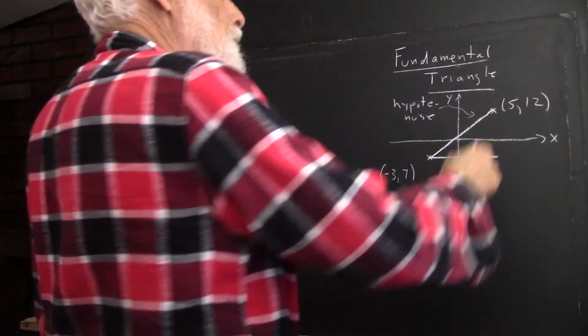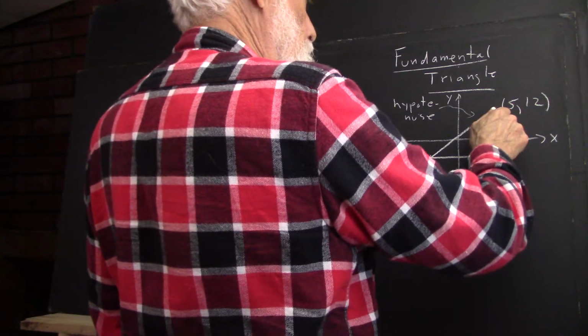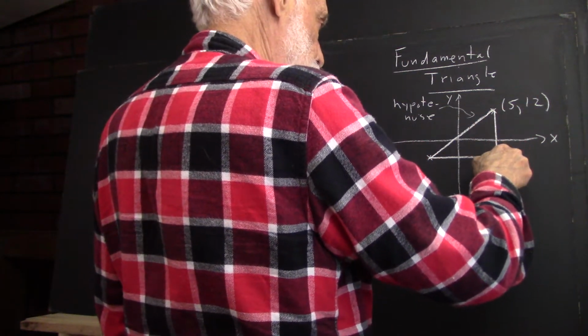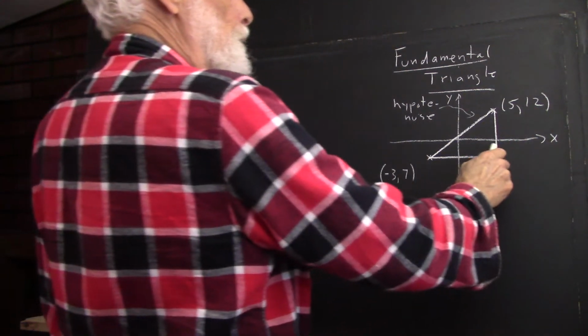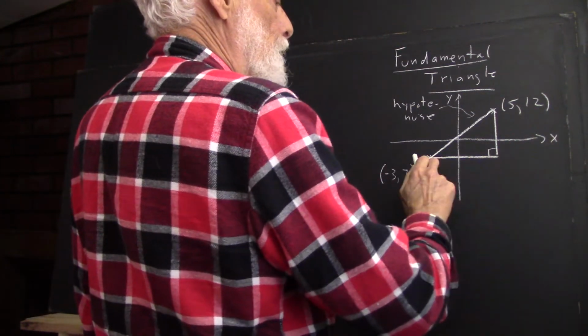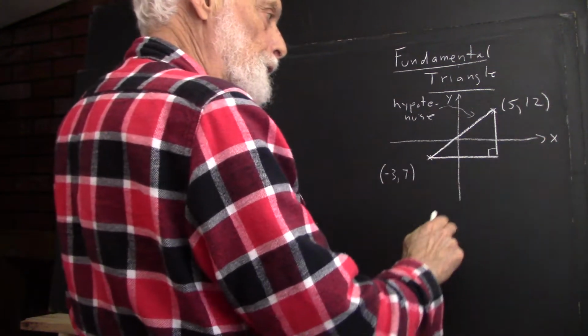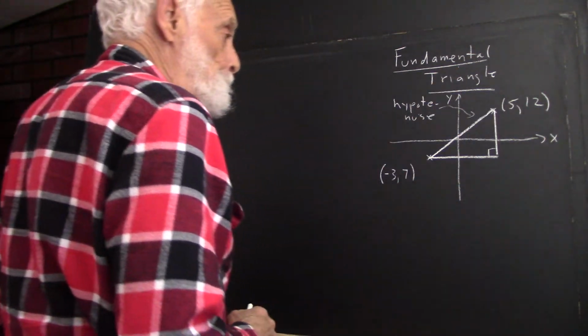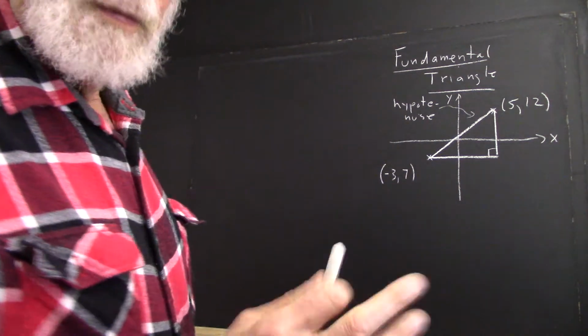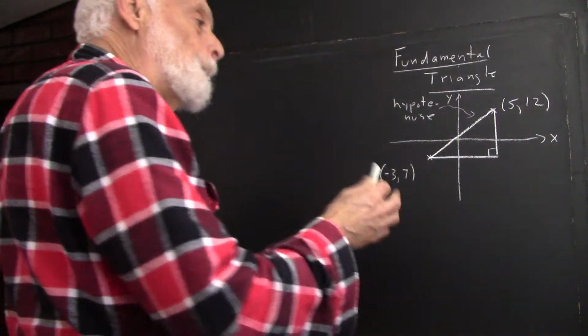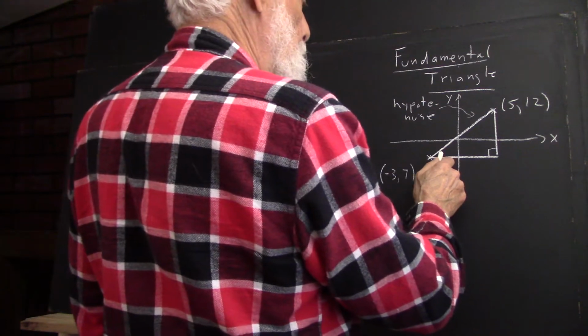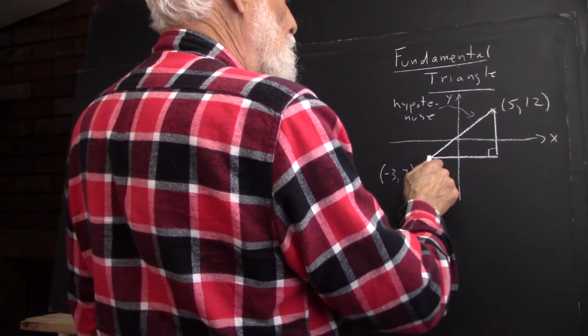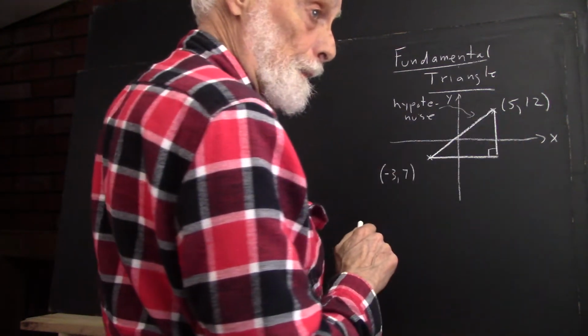And then through the other point you draw a vertical line that meets up with that horizontal line. So that this line is parallel to the x-axis, this line is parallel to the y-axis. Then you determine a positive direction. You draw a little arrow that goes from one point to the other.